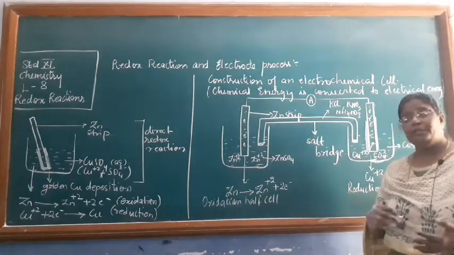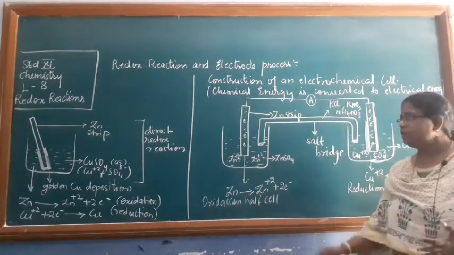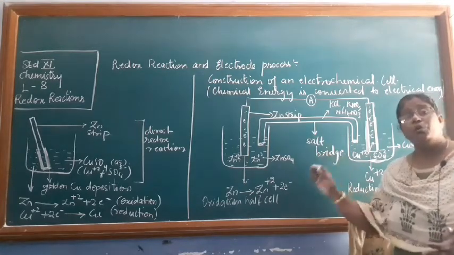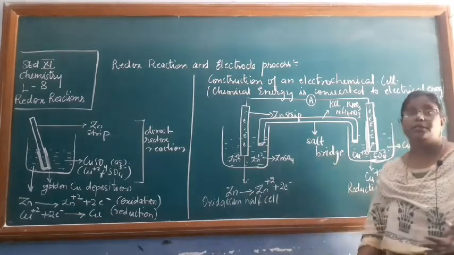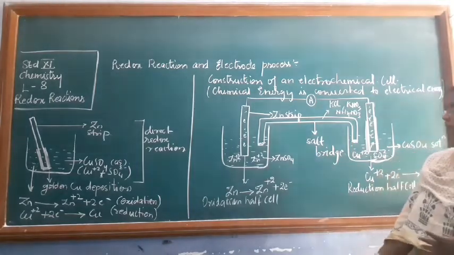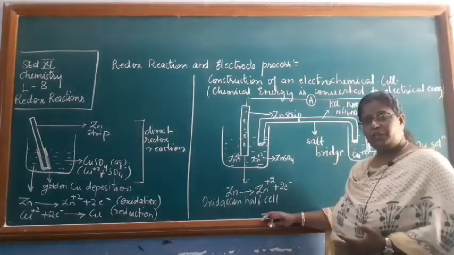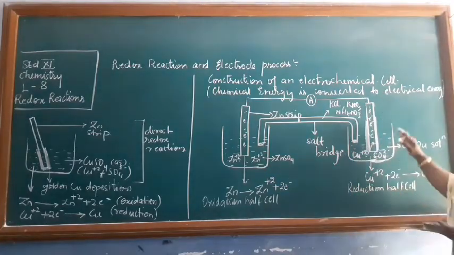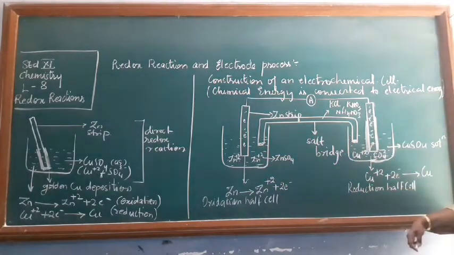So, that time we will be learning in very detail about it. Now, you just understand what is an electrochemical cell, how redox reaction is occurring in the electrochemical cell. So, here the oxidation half cell will have the oxidation reaction occurring there, and in the reduction half cell you will have the reduction reaction occurring.